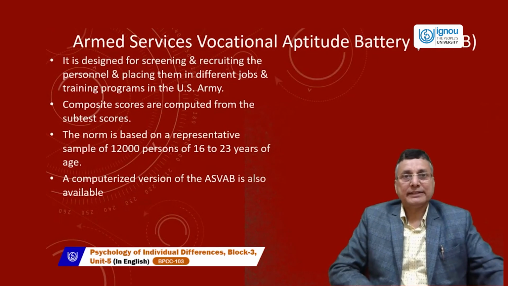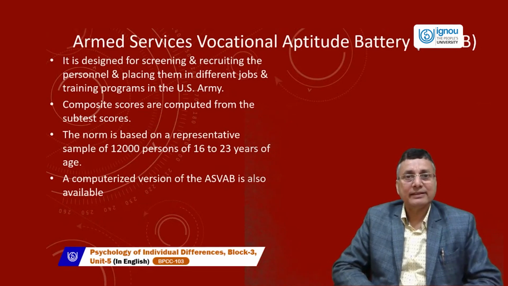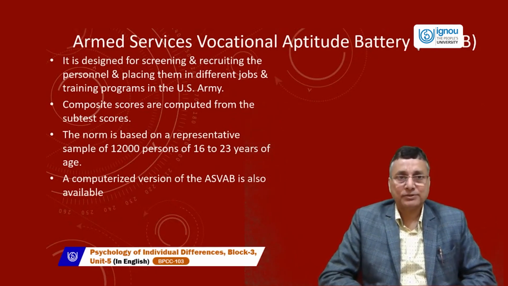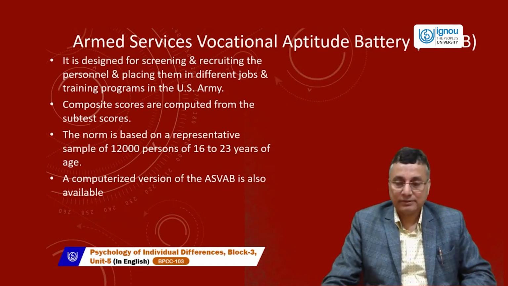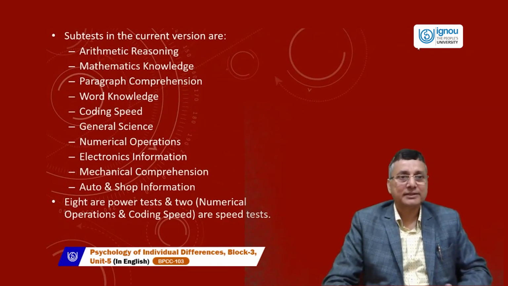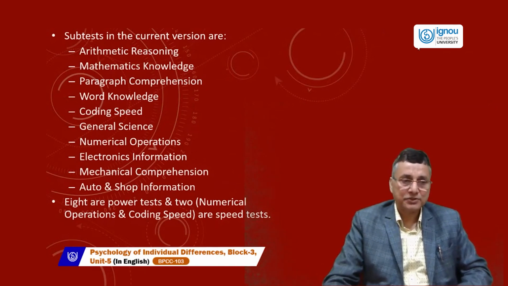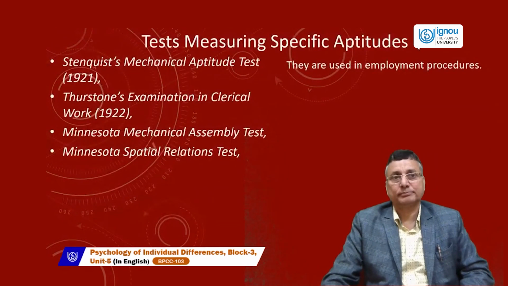Another test is the Armed Services Vocational Aptitude Battery. It is designed for screening and recruiting personnel and placing them in different jobs and training programs in the US Army. Composite scores are computed from the subtest scores. The norm is based on a representative sample of 12,000 persons aged 16 to 23 years. A computerized version of the ASVAB is also available. The subtests in the current versions are arithmetic reasoning, mathematics knowledge, paragraph comprehension, word knowledge, coding speed, general science, numerical operations, electronics, mechanical comprehension, auto and shop information. Eight are power tests and two, numerical operations and coding speed, are speed tests.